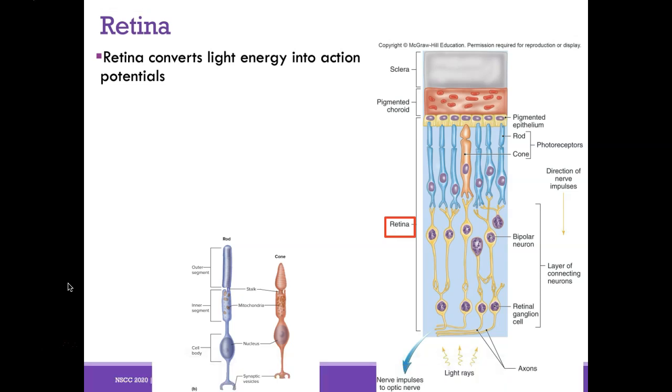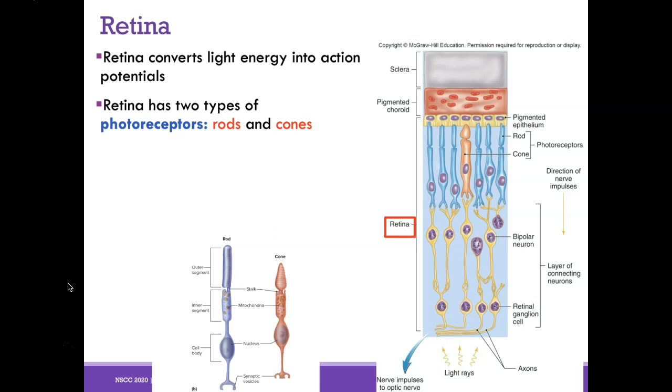Okay, so the retina is what converts light energy into action potentials. And a little fun fact is the retina is the only part of the brain that you can see without dissection. So using an ophthalmoscope, you can actually see the retina, which is part of the brain.